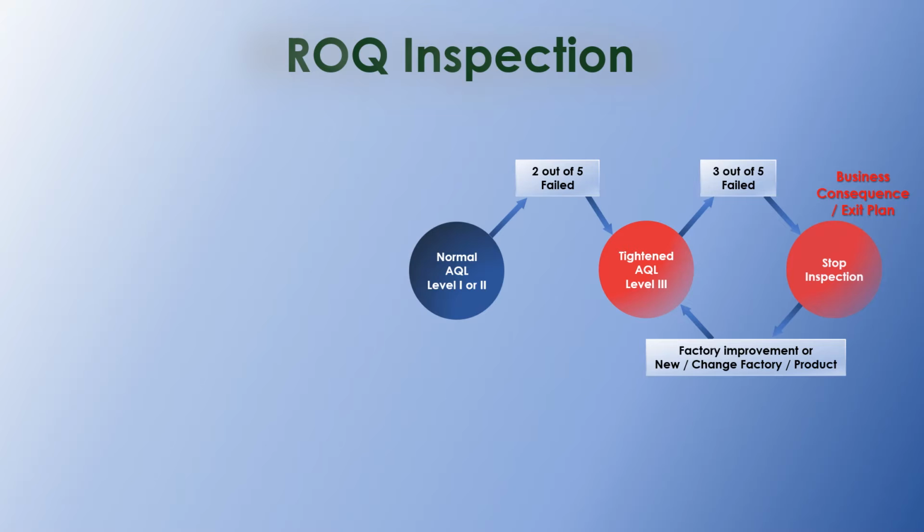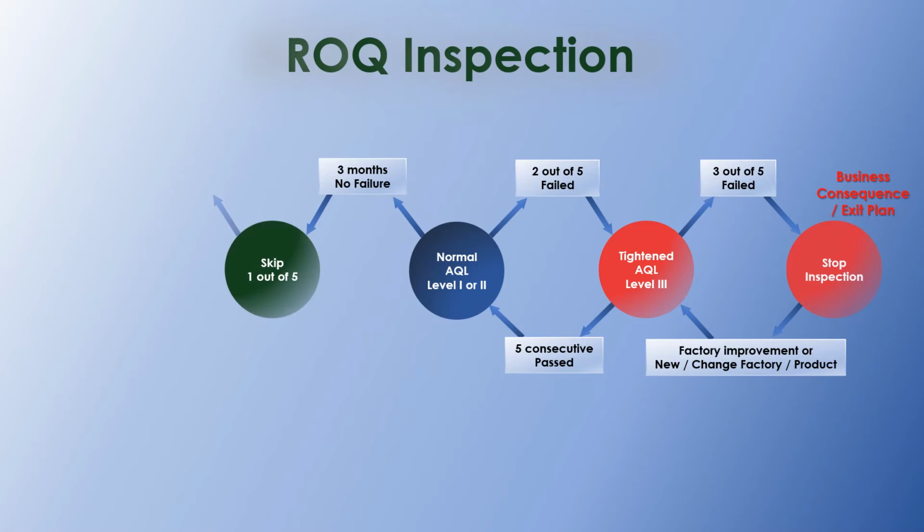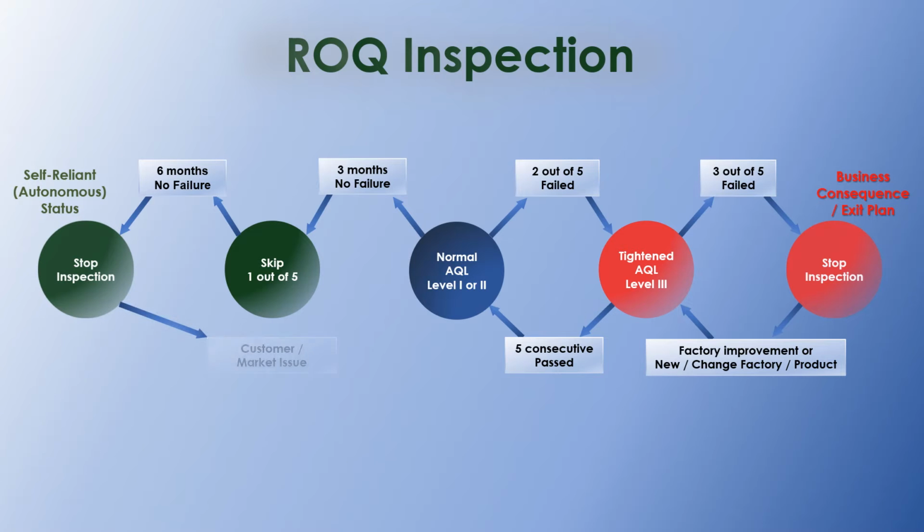Tightened sampling can also be used as a means to validate new products or factories, or changes in products or factories. Further improvements can then lead to less and less inspection with the ultimate goal of self-reliant or autonomous status at the product, factory, or supplier level. And in an event of a major quality issue with a customer or market, inspection can be restored and tightened or loosened accordingly with the evolving inspection results.